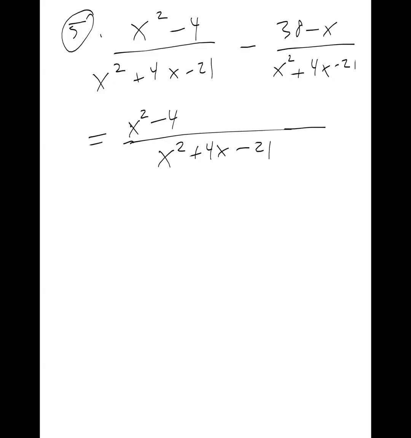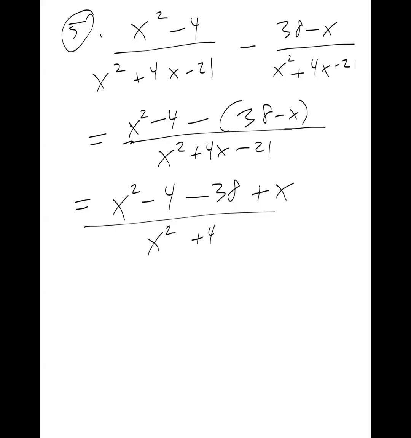Parentheses. So it's x squared minus 4 minus, and then why do you have to put it in parentheses though? Why do you have to put it in parentheses? Yep, because when you're subtracting a group of things, you have to subtract it as a group, not as individuals. So you have to put it in parentheses so that you're subtracting the whole group. Now what happens next? Then you distribute the negative, so plus, and the negative becomes a positive. So it's x to the second minus 4 minus 38 plus x over that.